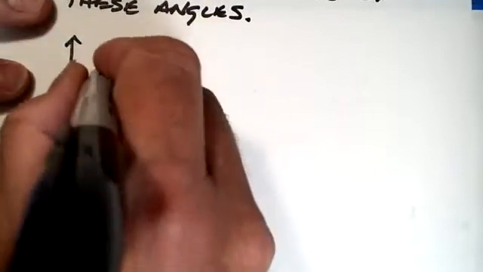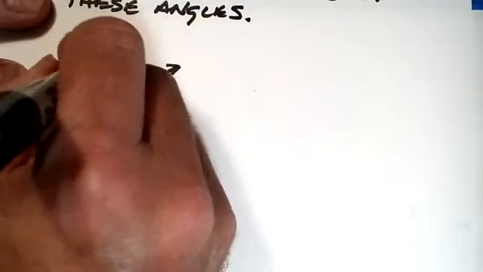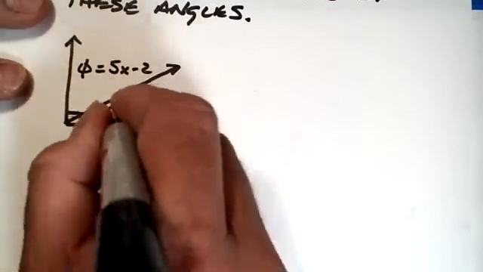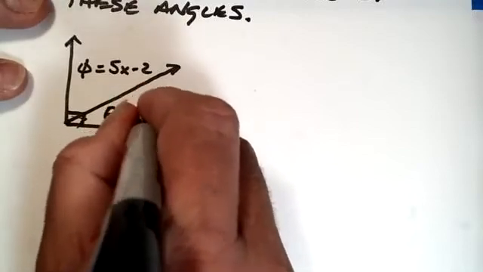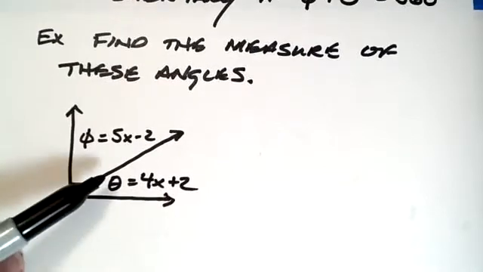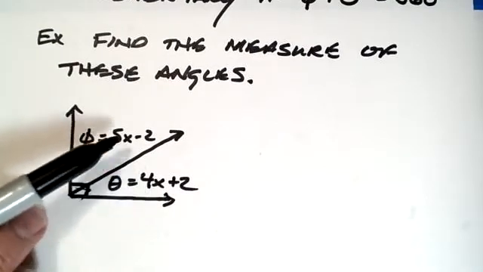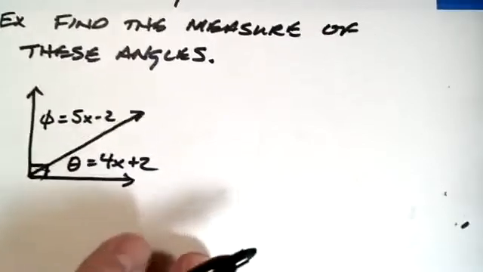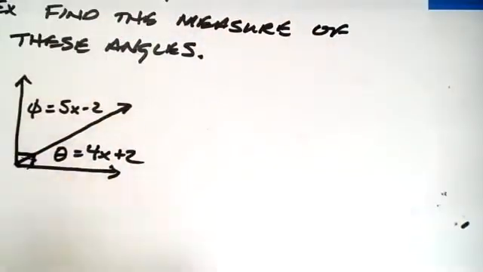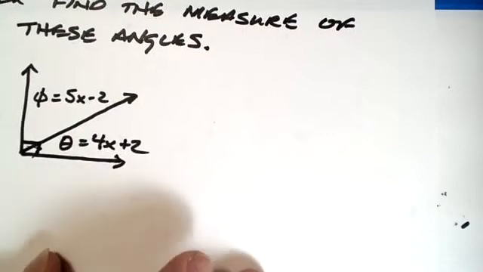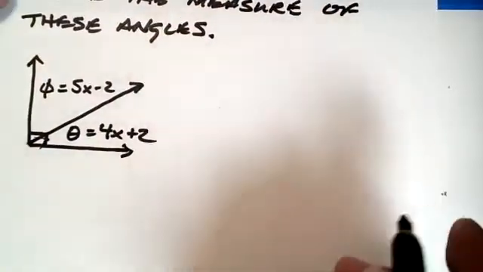And this, let's say phi equal to 5x minus 2 and theta equal to 4x plus 2. So what this question is asking us to do is to find the measure of theta and phi by using this algebraic sort of problem setup, okay? So since these angles are complementary, and usually you don't have the picture, it's just that two complementary angles have a measure of 4x plus 2 and 5x minus 2 for some value x. Find the measure of each angle. That's another way of saying sort of the same thing.